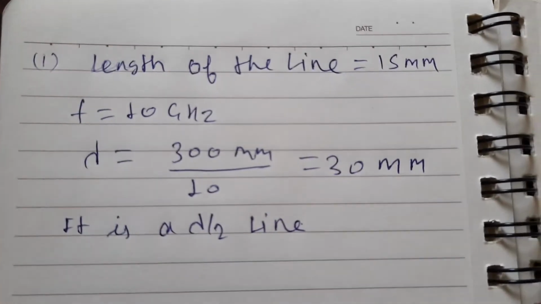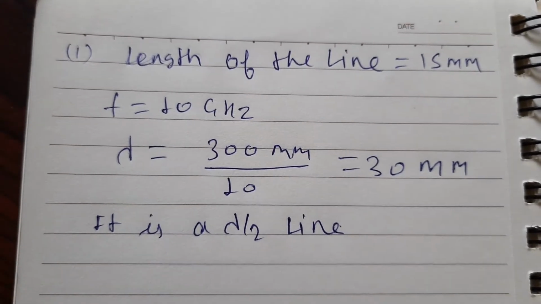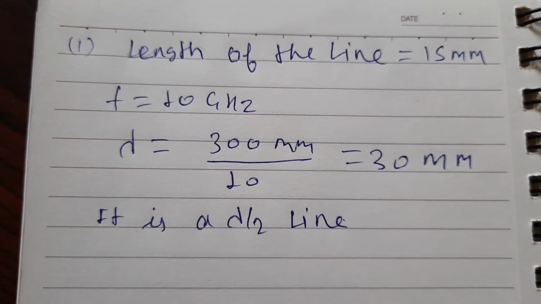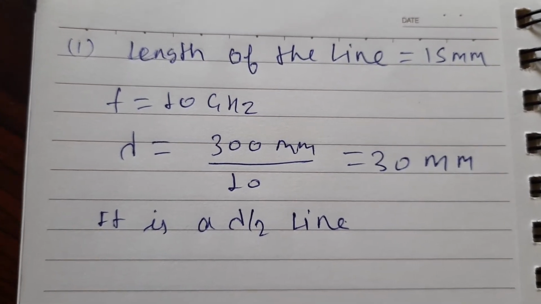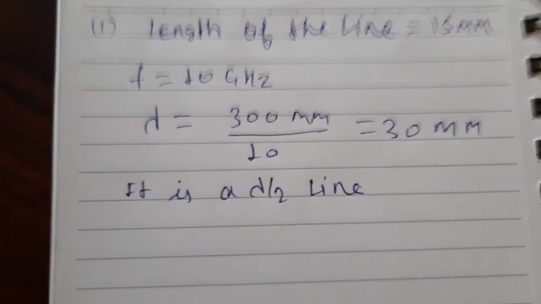So for the first question, the length of the line is given as 15 mm, f is given as 10 gigahertz. So we'll find lambda, and that will be 30 mm, and therefore it is a lambda by 2 line, right?